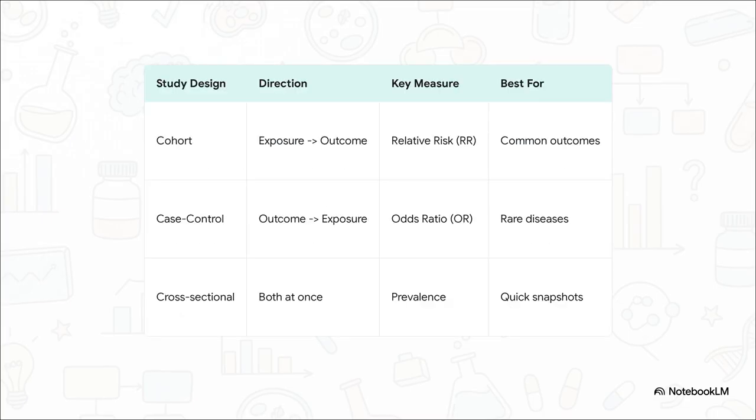And here's the other big one, your study designs. This table nails that. It all goes back to that direction of inquiry we talked about. Are you moving forward from exposure to outcome? That's a cohort study, and you're calculating relative risk. Are you looking backward from outcome to exposure? That's case control, and you're calculating an odds ratio. If you can just remember that simple difference, you are in great shape.